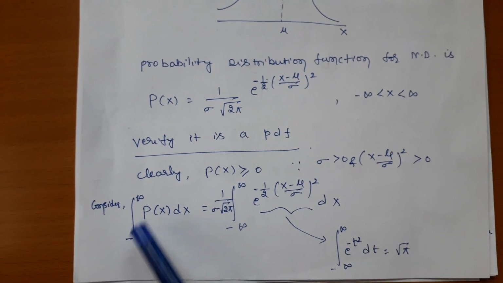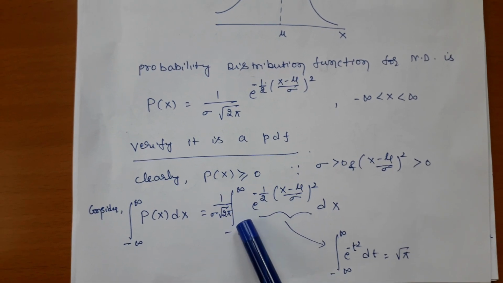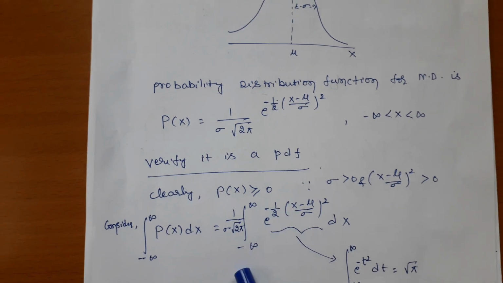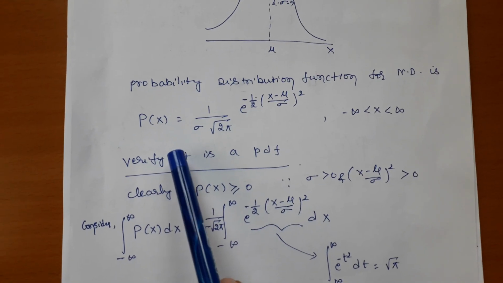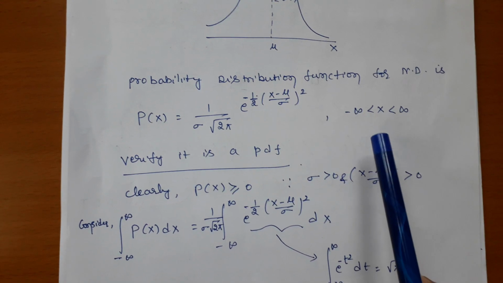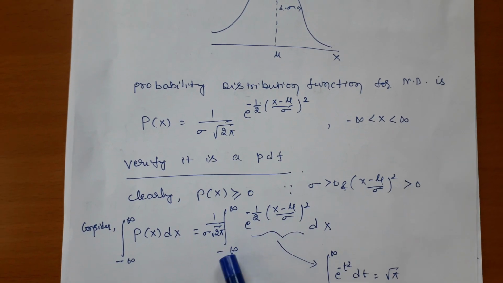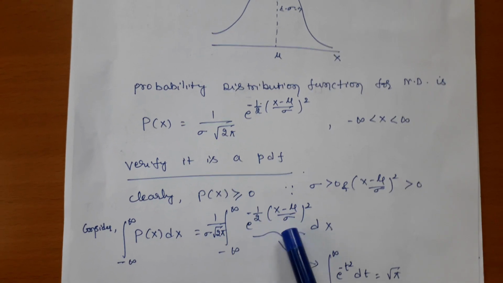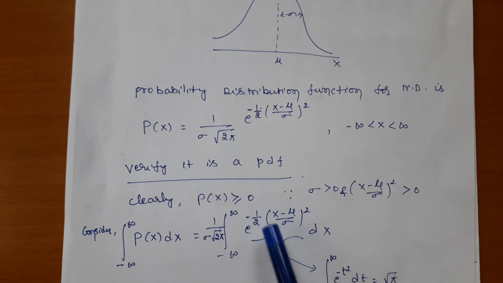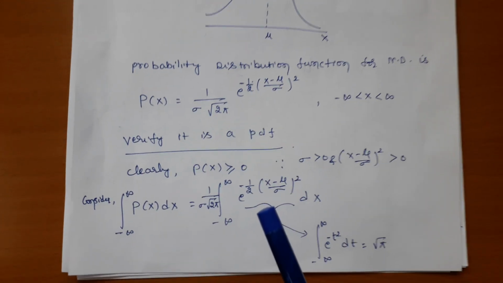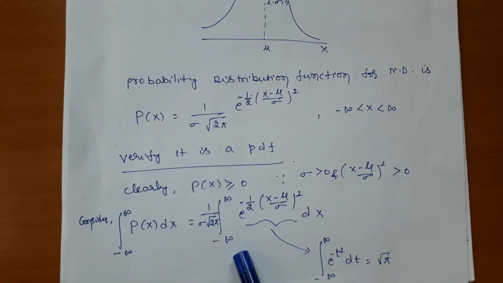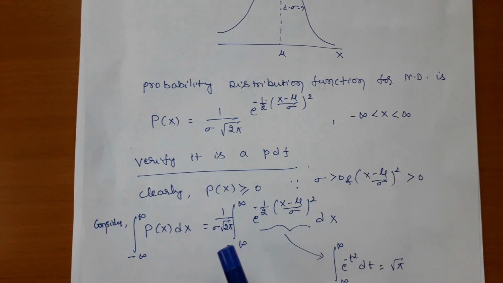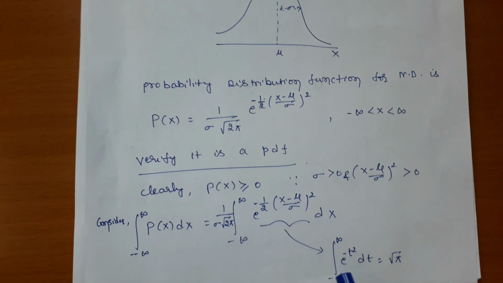Next, I have to consider the integral from minus infinity to plus infinity of p of x dx, and show that it is equal to 1. Here there is no need to split the integral, because the probability function in the normal distribution is defined in the range minus infinity to plus infinity. Therefore, directly substitute p of x: 1 by sigma into root of 2 pi is a constant, keep it outside the integral, and then e power of minus half of x minus mu by sigma whole square. Observe carefully here. You can't evaluate it directly because the limits are infinite. Therefore, you have to convert this integral into the standard form.